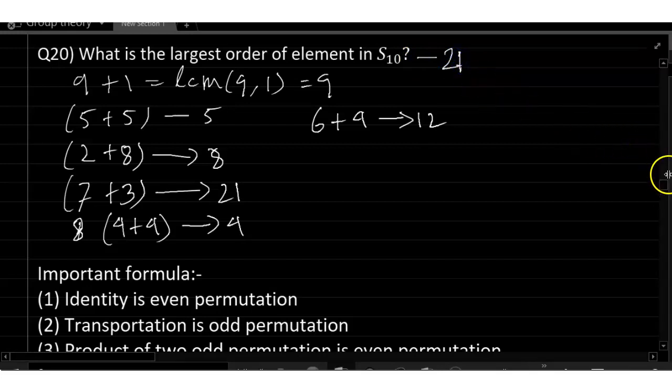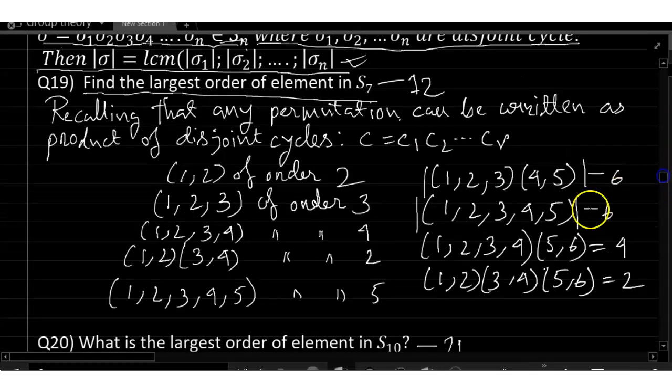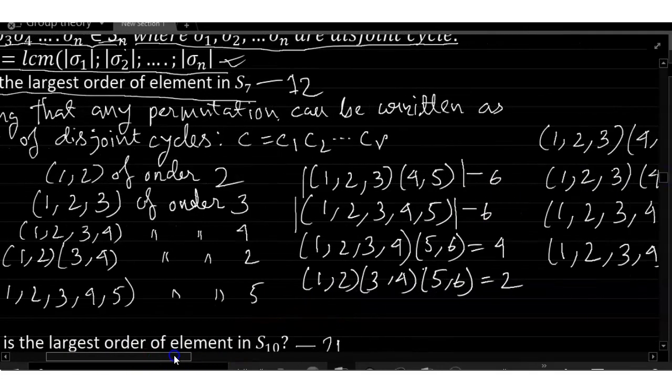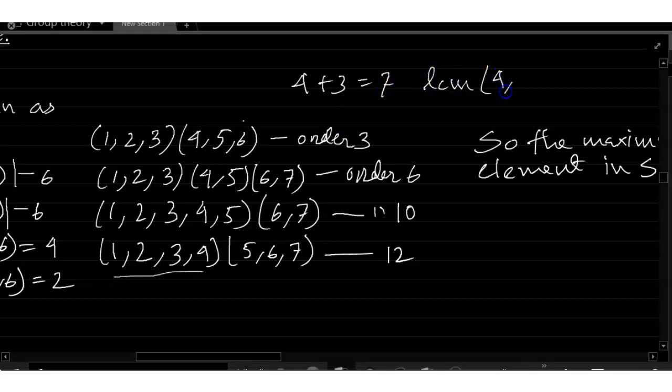So please check the answer, and in S7 I get 12. So easily I can find out how I get it, because I see that 4 plus 3 is equal to 7, and LCM of 4 comma 3 tends to 12.